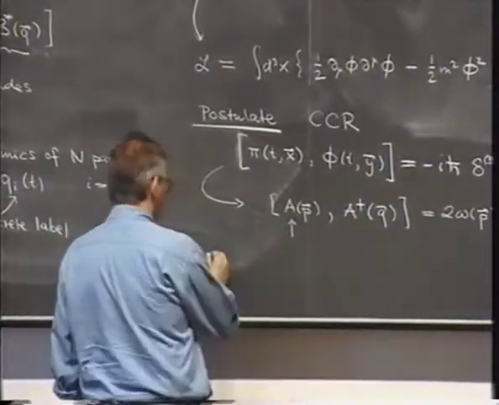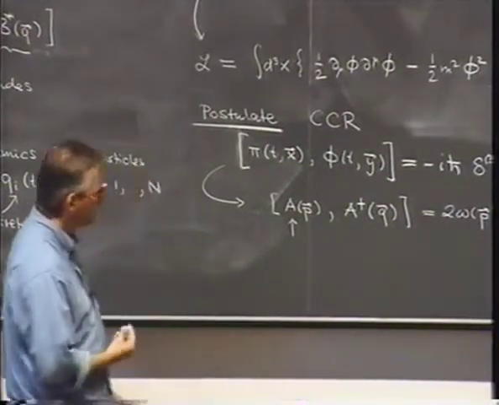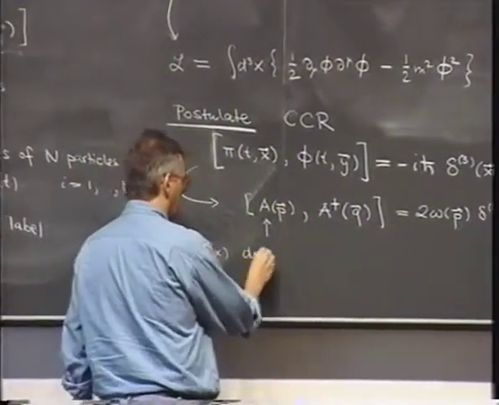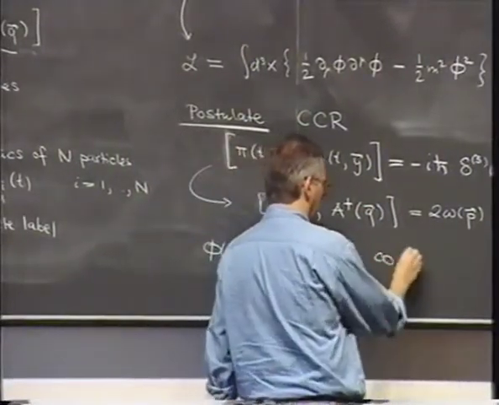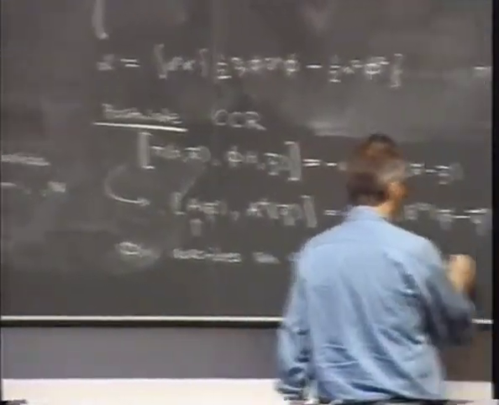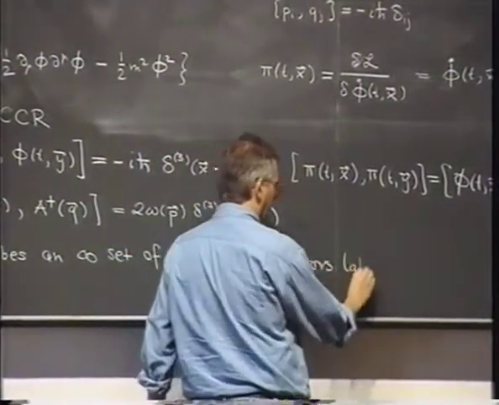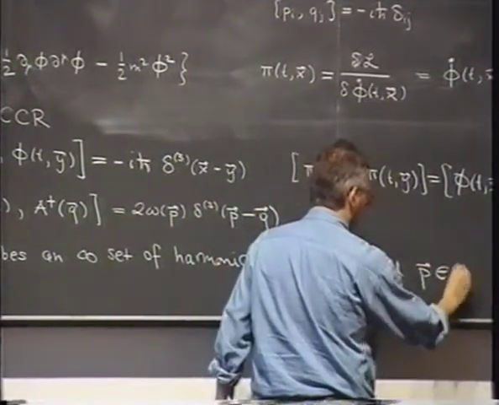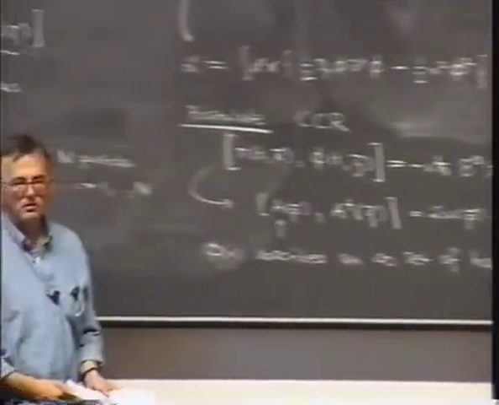So we can think of phi, the quantum theory of the free fields, as describing, in some sense, an infinite set of harmonic oscillators labeled by a three-dimensional momentum variable. So for each value of the momentum, we have a harmonic oscillator.